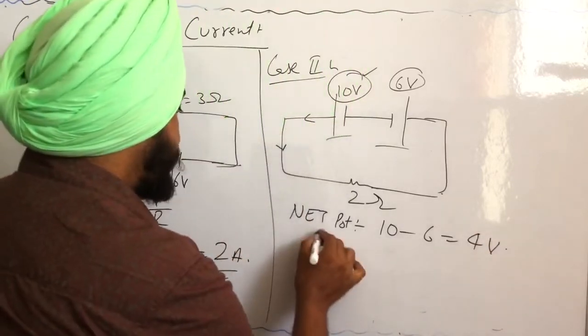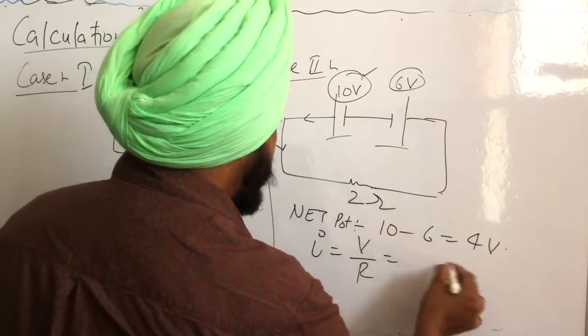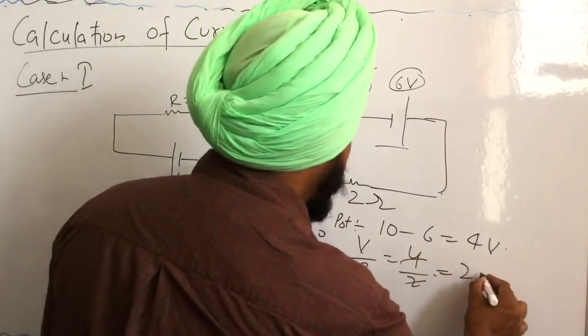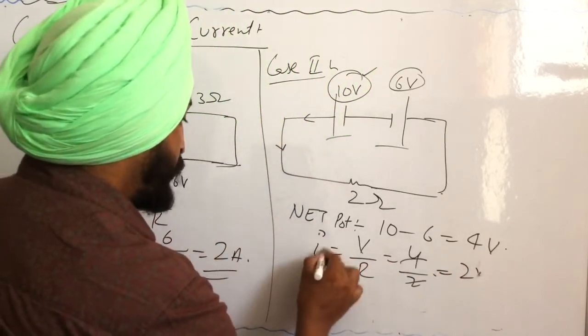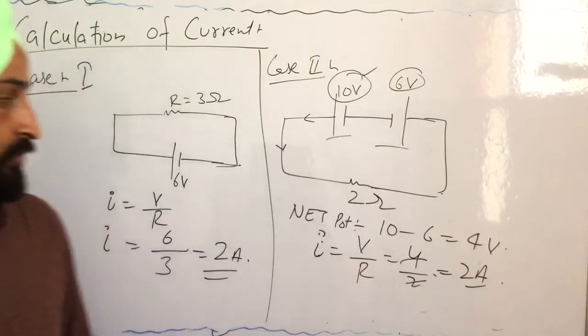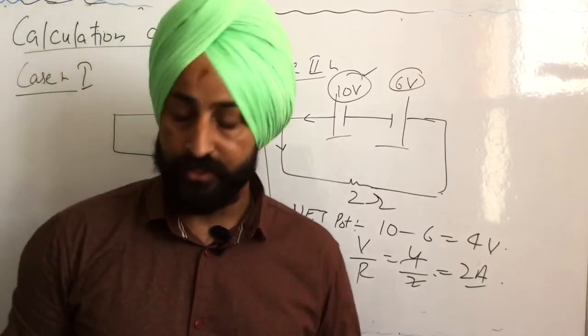So what would be the current? Current would again be V by R. The net potential is 4, so 4 by 2, and our answer would be 2 ampere. So in this way we can calculate current when two batteries are connected out of order.